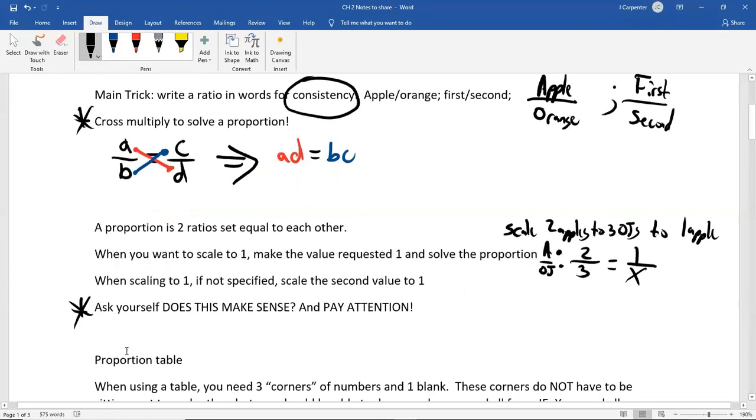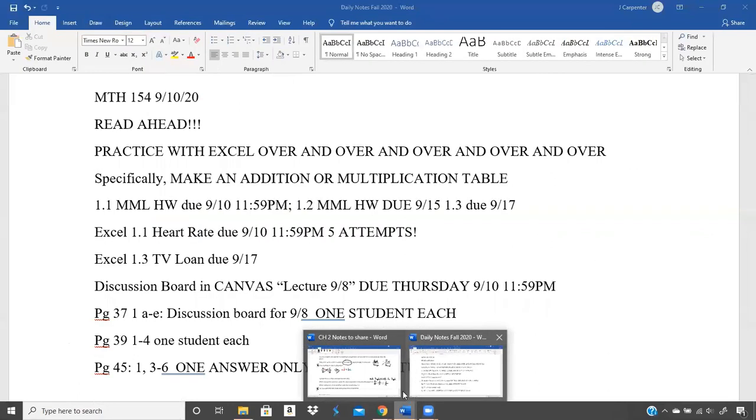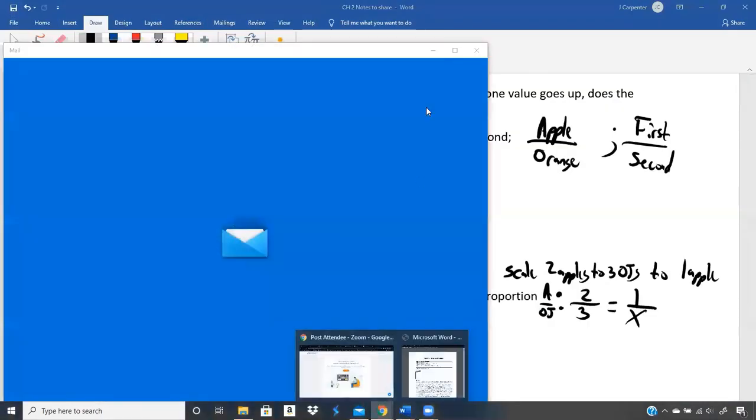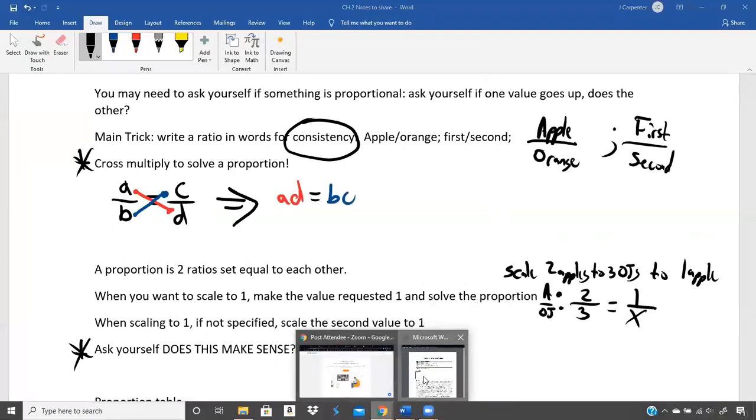Before we get into this proportion table, let's actually go ahead to the guided worksheets, and we are gonna, oops, wrong window. There it is.